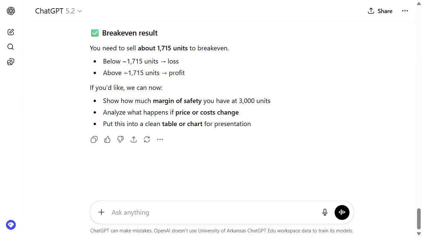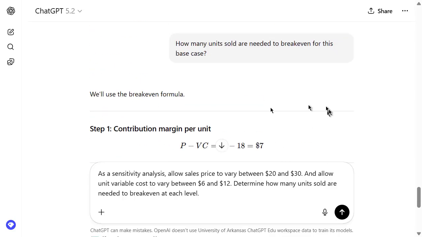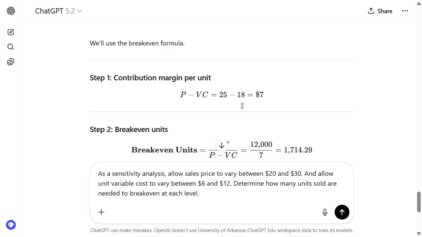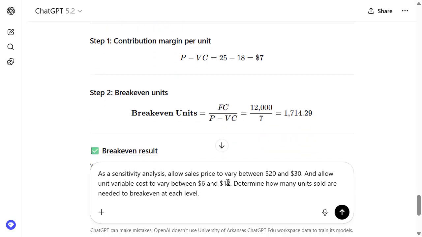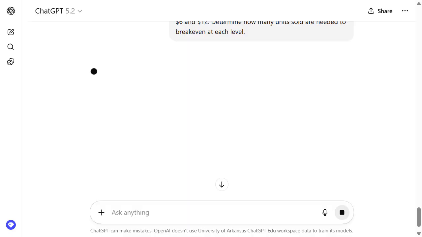Now we're going to do a little bit of a sensitivity analysis. And we're going to say, hey, let's allow these to vary. Sales price, our assumption was $25, and we're going to allow that to vary. And the unit variable cost was $18. So this is going to vary between 6 and 12. And we're going to ask it to determine how many units need to be sold at each level. And so we're going to take a look at that and see what that might look like.